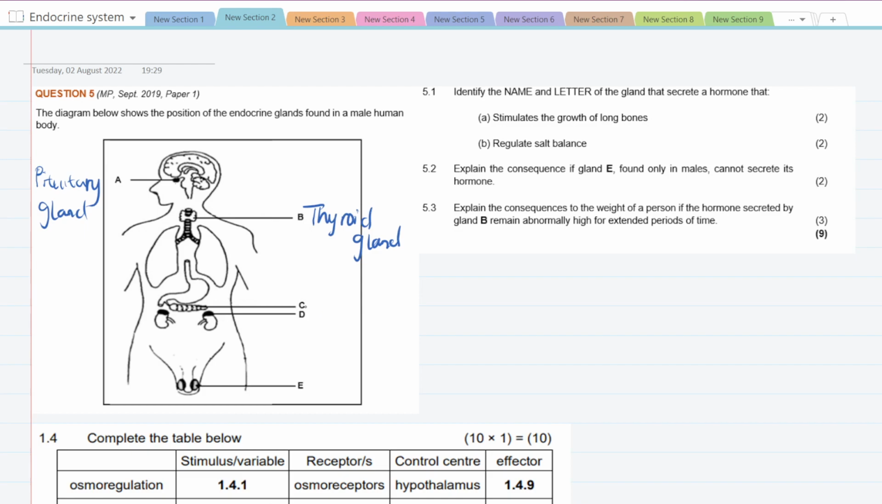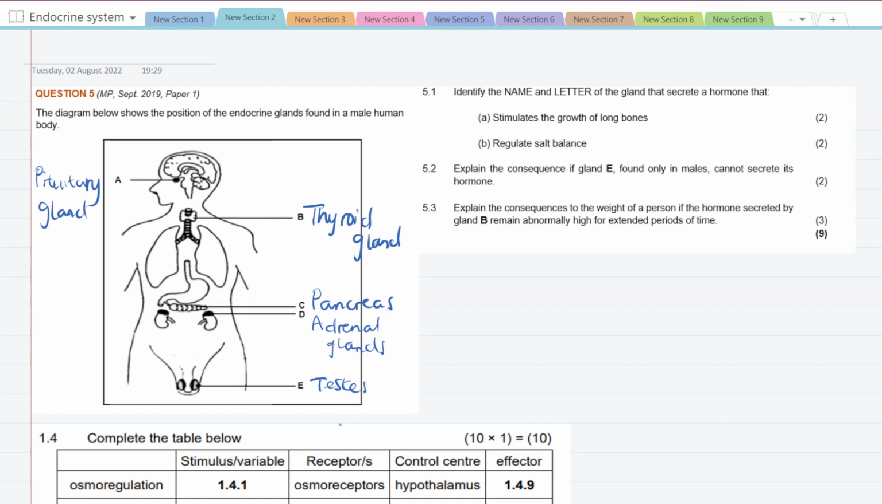Then endocrine gland C, well, as you can see, it's just below the stomach there, so that is your pancreas. And then endocrine D is found above the kidneys, that is the adrenal glands. And then E, because this is the male, this will be your testes.